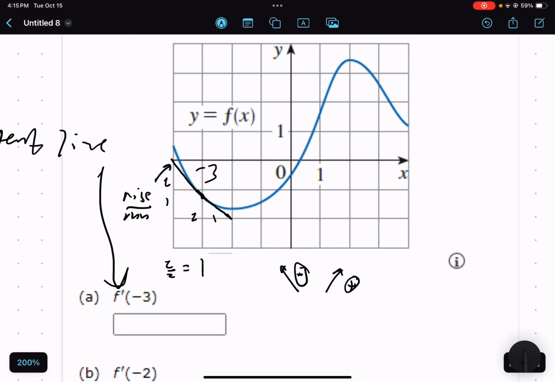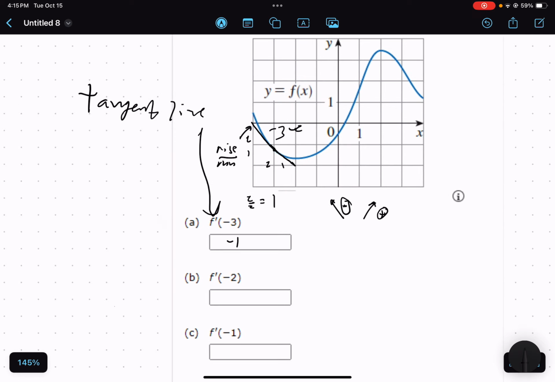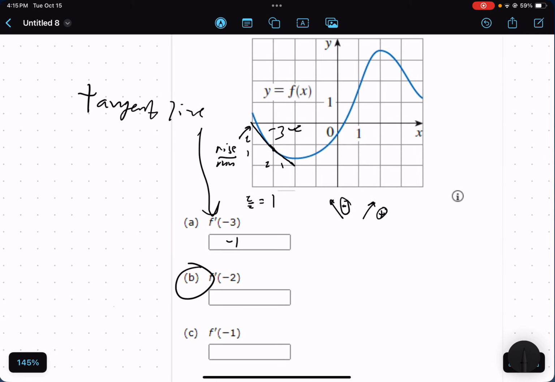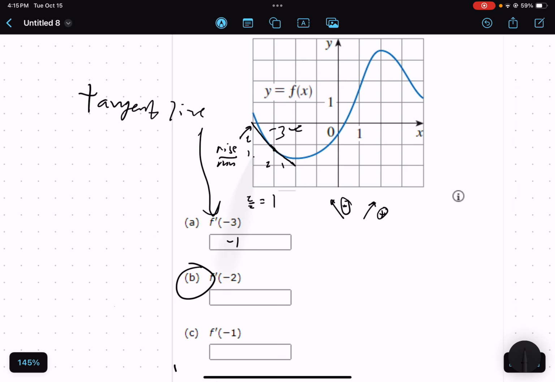So when we look at -2, which is what part B is asking next, you'll notice that the tangent line looks like this, because if you look at the bottom of the curve, it's straight. And when you have a line like this, the slope is just 0, because there is no slope. It's staying on the x-axis the whole time.